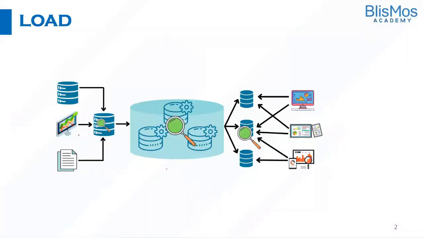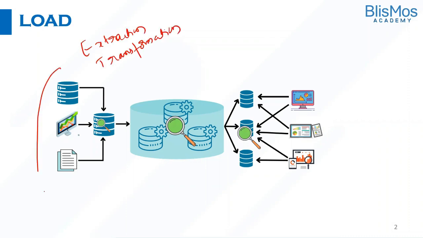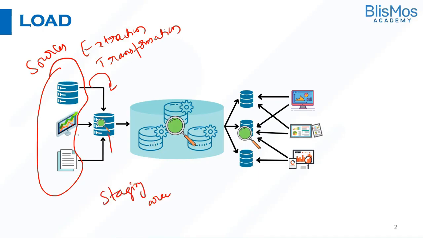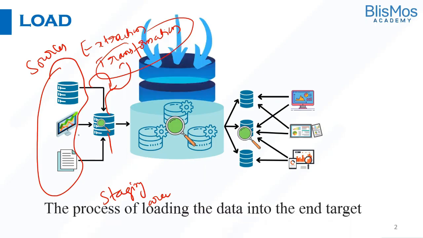We understood what is extraction. We understood what is transformation. So what we did is we extracted the data from different sources and moved that to the staging area. Then we subjected the data to transformation. What do we do next? That data needs to be stored somewhere, right? So that is where load comes into the picture. We load the data into the end target. The target being the data warehouse in this case.